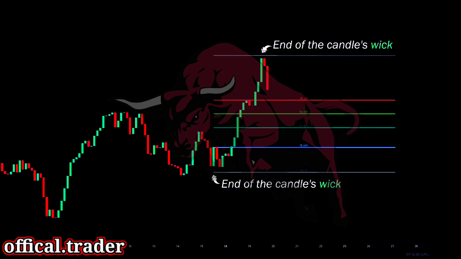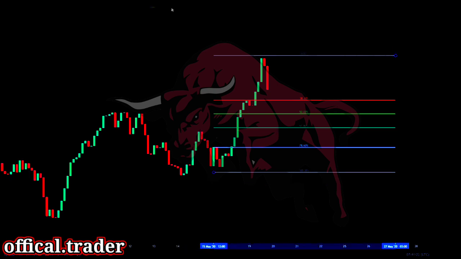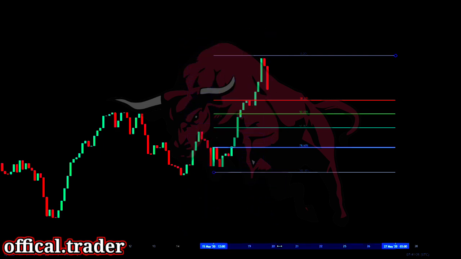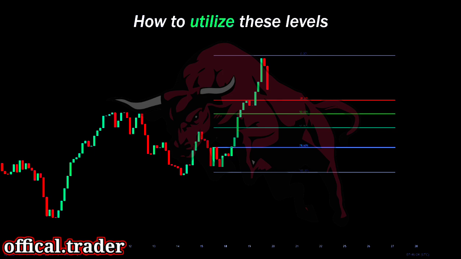And as you can see, we now have the Fibonacci levels in place. And again, I advise you to follow the custom settings that I have so that it'll be easier for you to follow along. So now, I'm going to show you how to utilize these levels.